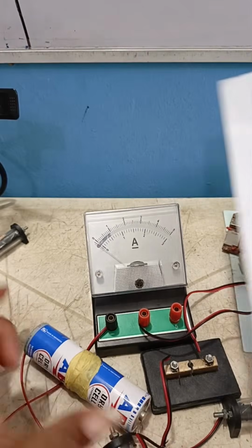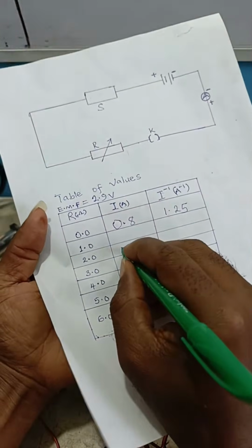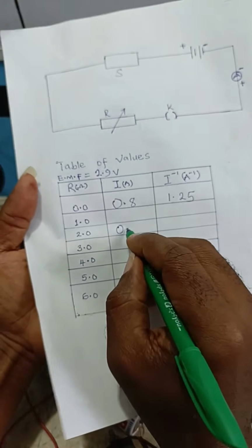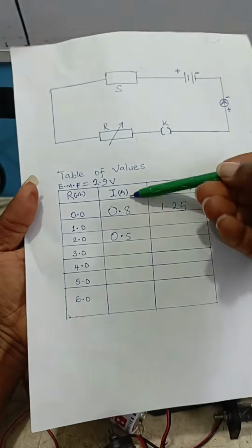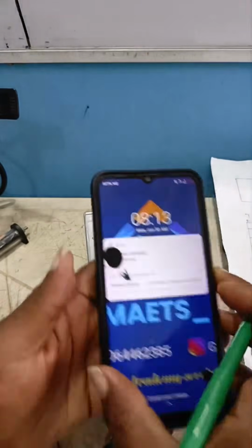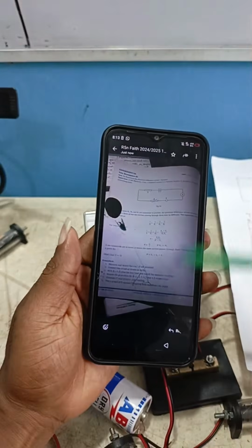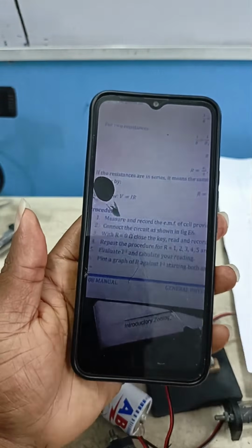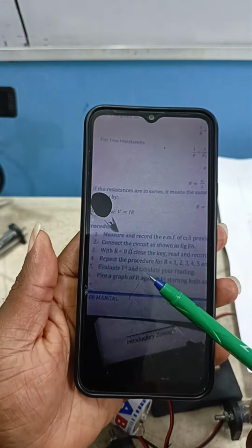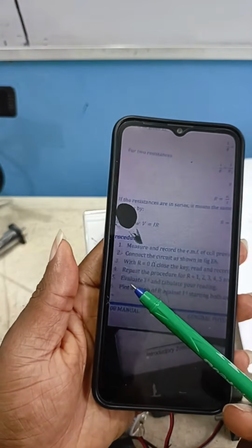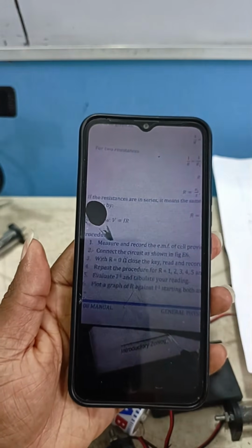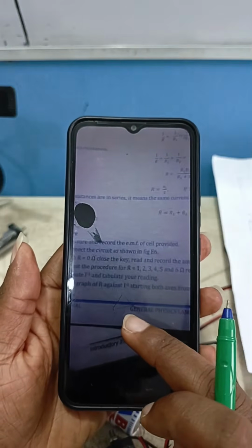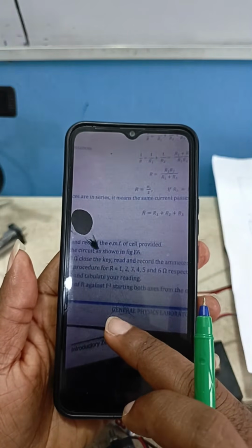Record your 0.5. So you watch 0.5. If you carry out the experiment, the current will be decreasing because based on what you were told to do in the instruction, you are meant to be increasing the resistance value. You can see the instruction. You are meant to be increasing the resistance value. Repeat the procedure. Instruction number 4. Repeat the procedure for R equal to 1, equal to 2, equal to 3, equal to 4, equal to 5.